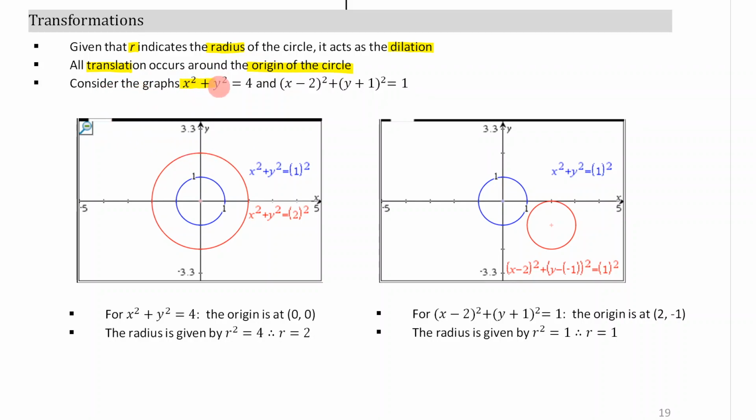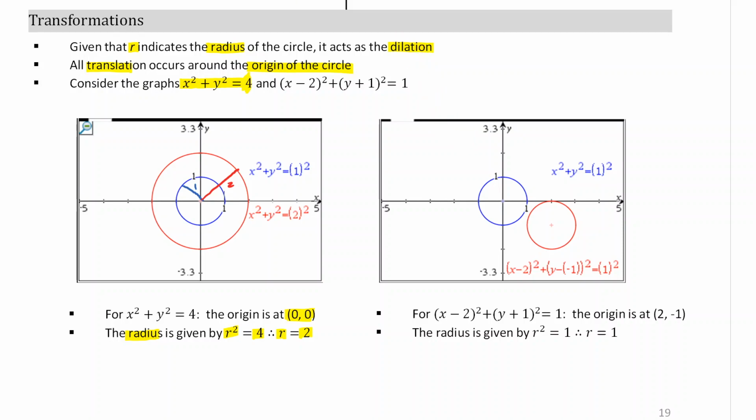So consider the graph x squared plus y squared is equal to 4. Well, for x squared plus y squared is equal to 4, the origin is 0, 0. The radius is given by r squared is equal to 4, therefore the radius is equal to 2. So it's all about square rooting whatever the value here is to get what the radius is. When we look at our graph here, you can see that our base circle, x squared plus y squared is equal to 1, has a radius of 1, but our red, which is x squared plus y squared is equal to 2 squared, or 4, has a radius of 2. And it's like we've stretched this circle out, or to say it more mathematically, we've dilated it. So that r value is acting as that dilation factor.